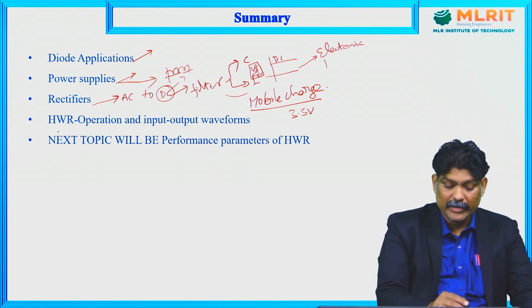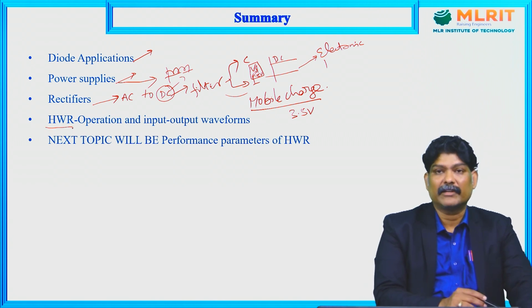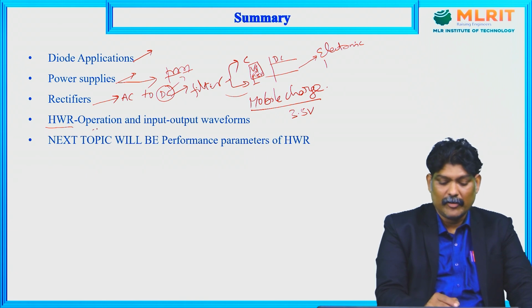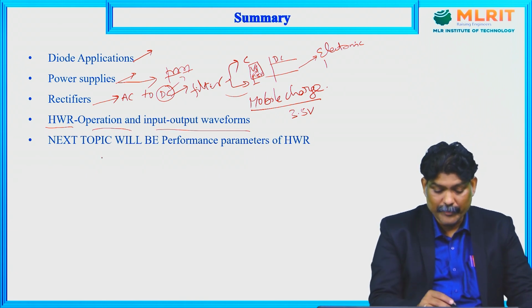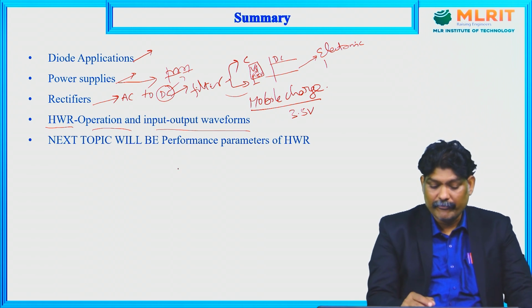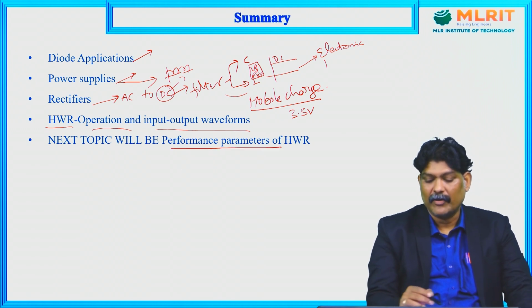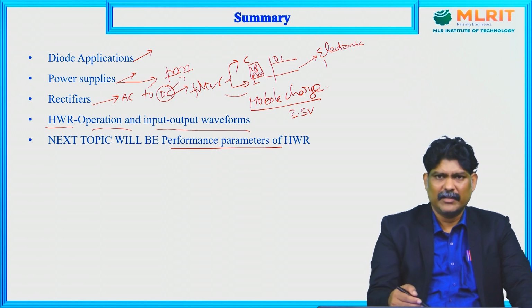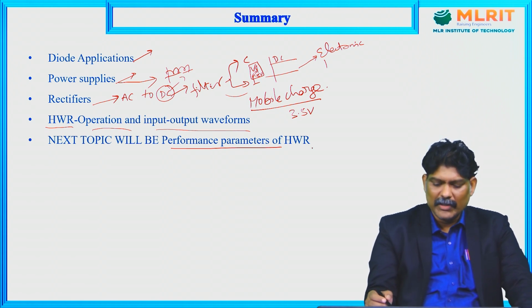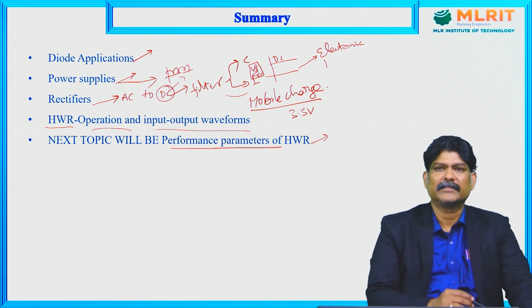Then we discussed the half wave rectifier, its operation, and its input and output waveforms. The next topic will be the performance parameters of the half wave rectifier. Performance parameters means the efficiency, the input power, the DC power and the AC power. All these parameters represent the performance of a half wave rectifier.